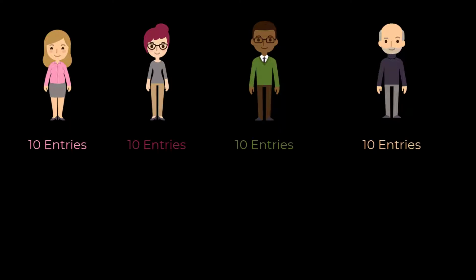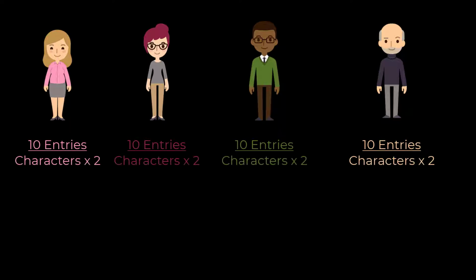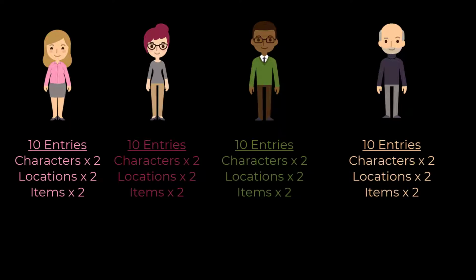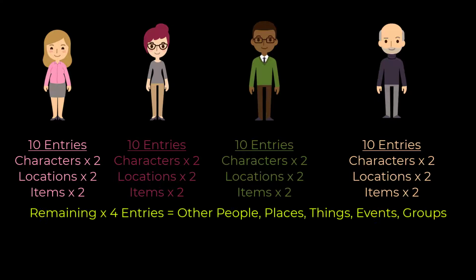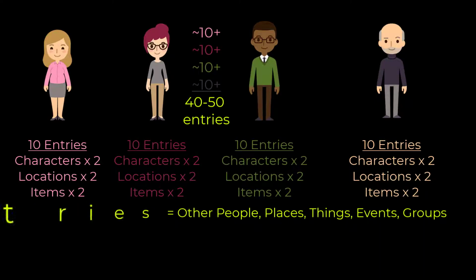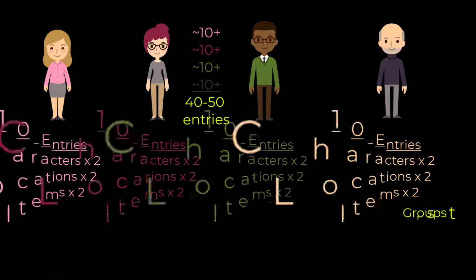In my classes I will usually tell students to each make at least 2 characters, 2 locations, 2 items, and then the remaining 4 entries from whatever categories they want. If your group has 4 or 5 people, you're looking at 40 to 50 entries, which I think of as sort of the critical mass for showcasing the diversity of your world. So the key is thinking through demographics.